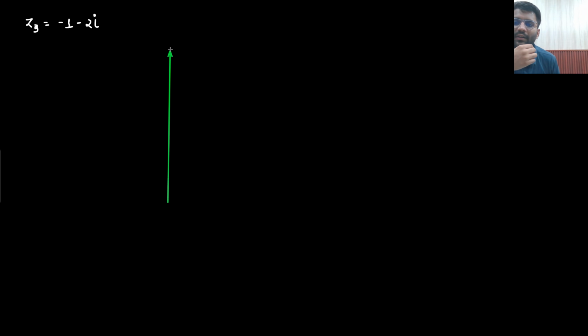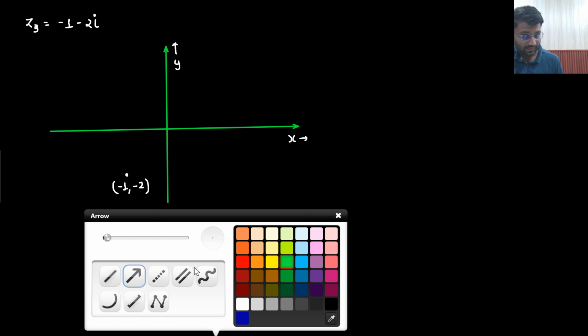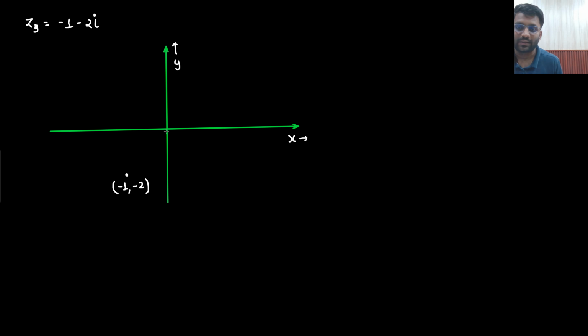You try to find the angle on your own. Minus 1 minus 2 iota is where it will reach. This is your x-axis value and this is your y-axis value. The x value is minus 1 and the y value is minus 2. This is the vector that we will have.